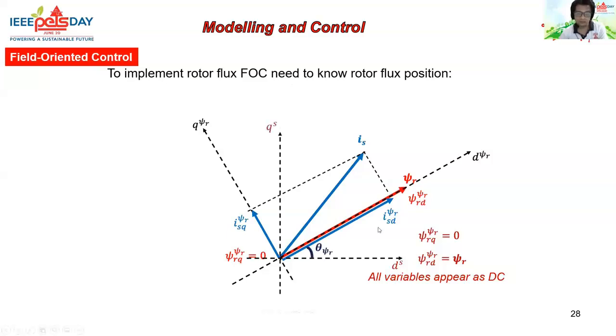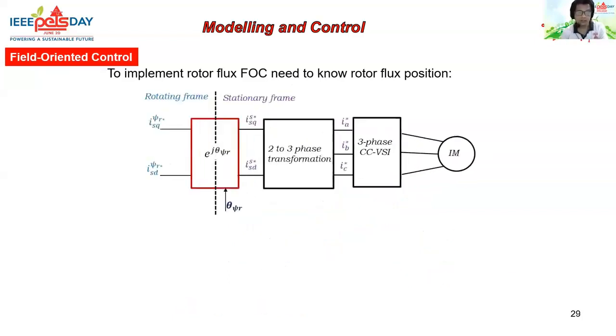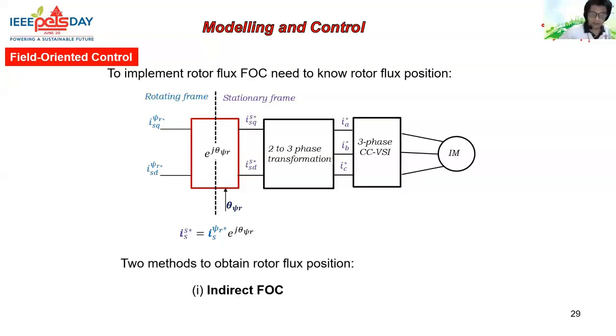which is for us to transform from the stationary to this rotating, and then from the rotating back to the stationary, in order to implement the current control. And in order to do that, there are two types of control or method to do that, which is the indirect or the direct FOC. I'm just going to discuss the indirect FOC due to the time limitations here.